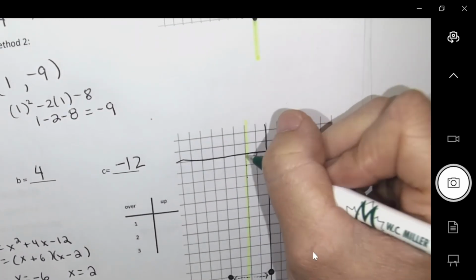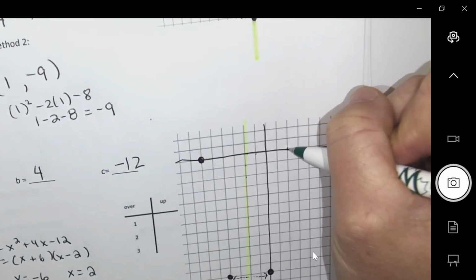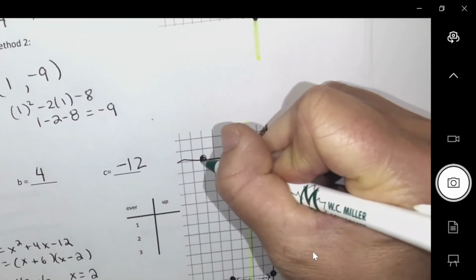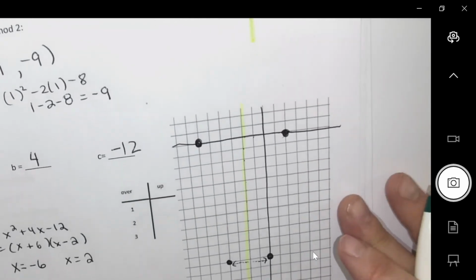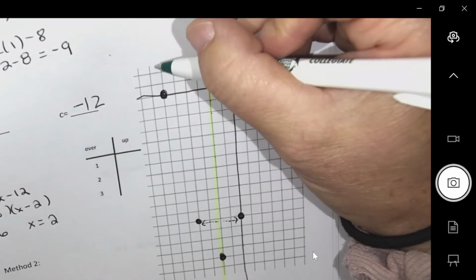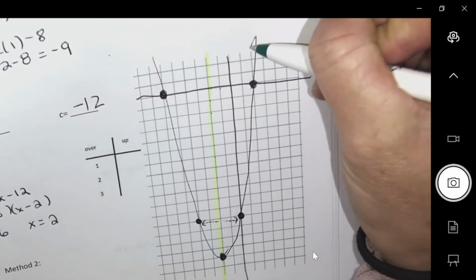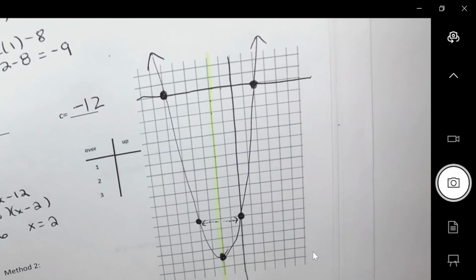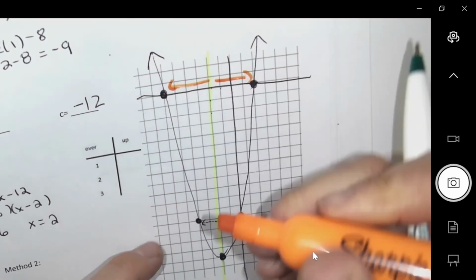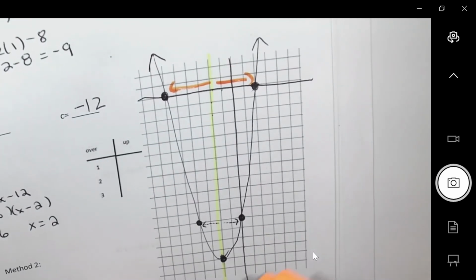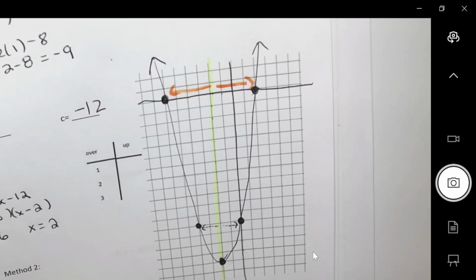So if I was to graph it, negative 6 and 2, and then I see all the symmetry stuff happening. Are you noticing the pattern that the vertex is exactly halfway in between those? That's always going to be the situation. They're halfway in between.